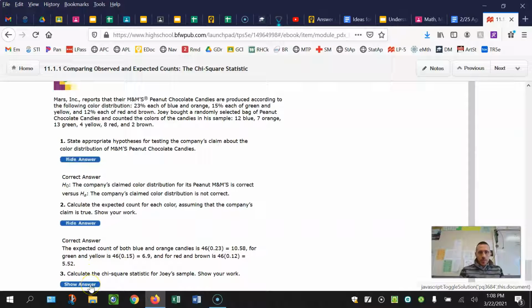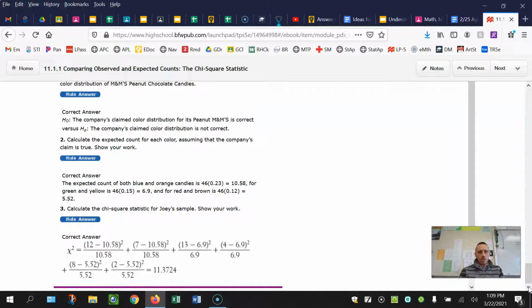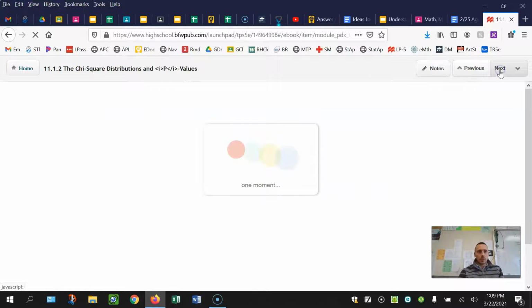Calculate the chi-squared test statistic. That now comes from doing the observed minus expected, squared, divided by expected. So for blue, it would be 12 minus 10.58, squared, divided by 10.58, plus, for the orange, 7 minus 10.58, squared, divided by 10.58, plus, and so on and so forth. I don't know what that is off the top of my head, but you should see it here: 11.37. At this point, you should feel pretty comfortable with the hypotheses, how to get your expected counts, and how to use those to get your chi-squared test statistic.